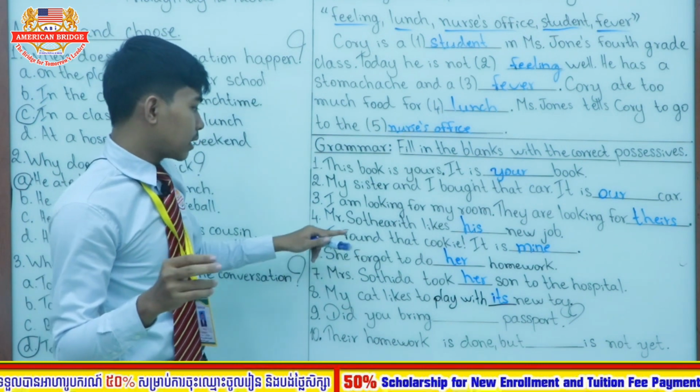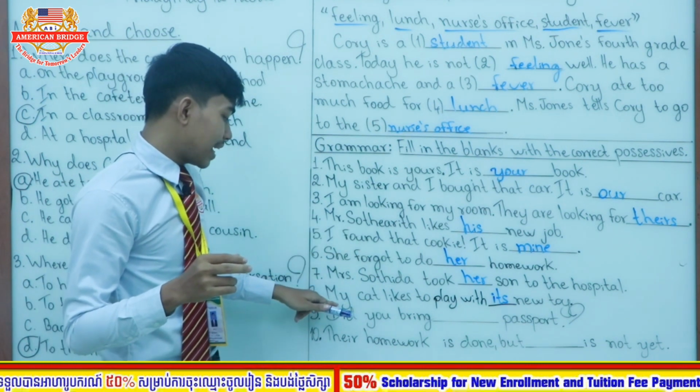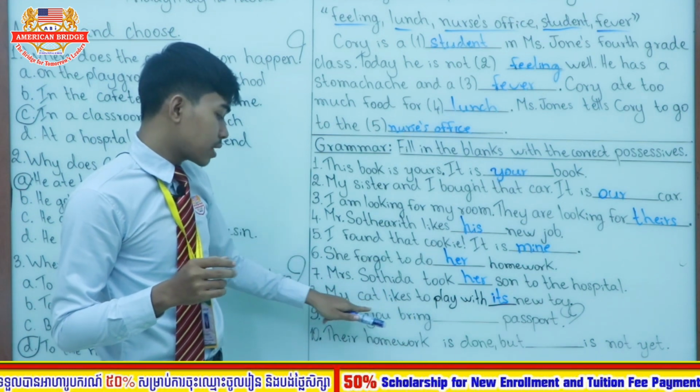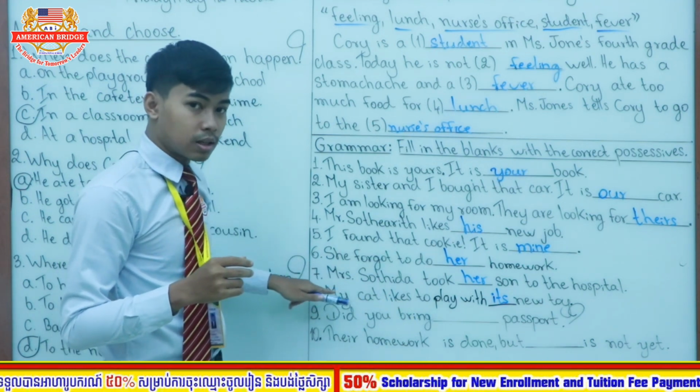So again, like this number 4, number 8, my cat likes. So we have to add s to the verb because our subject is singular, right?